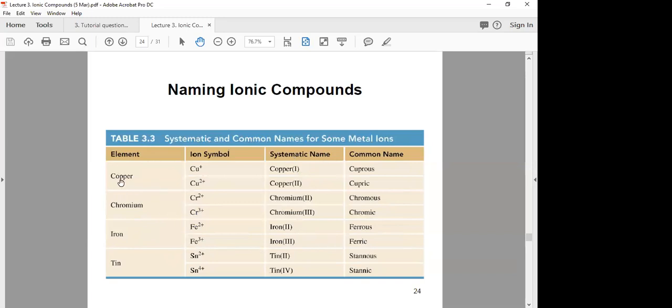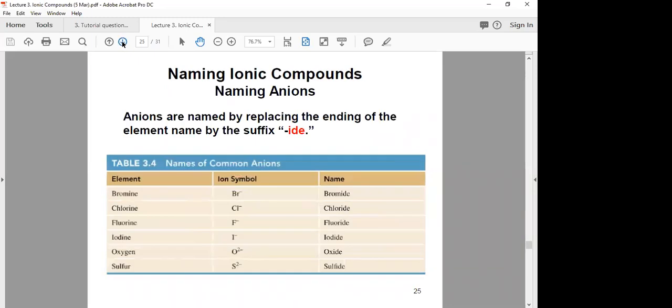Okay, we can do the same thing here with copper. Copper can form a single positive and a 2+ charge. So we name it according to the systematic naming method as copper 1 or copper 2. And then using the common naming method, we would need to know where the Cu is derived from. It's derived from cuprum. So cuprum becomes cuprous for the smaller charge, and cuprum becomes cupric for the larger of the two charges. Okay, everyone happy with that so far?